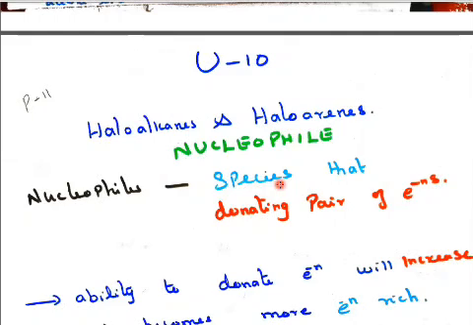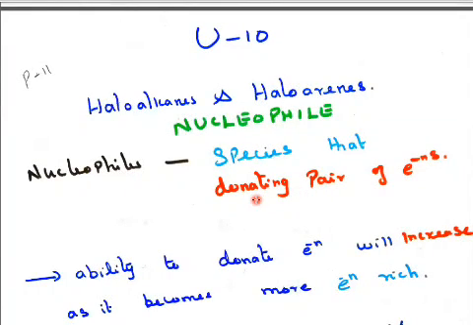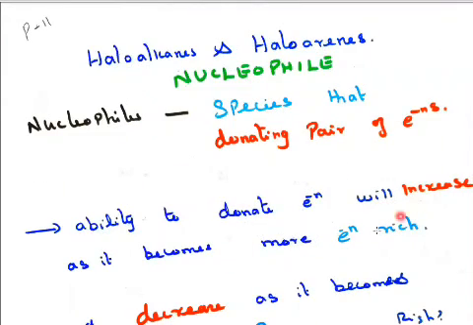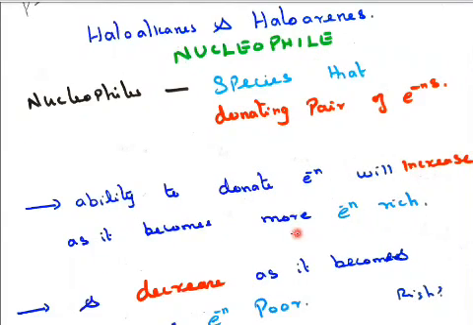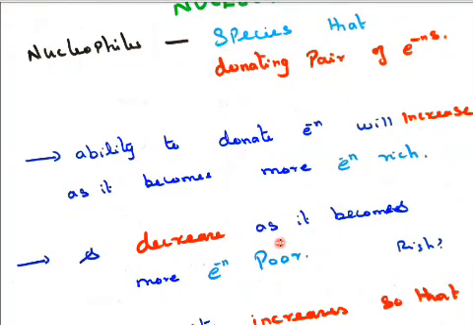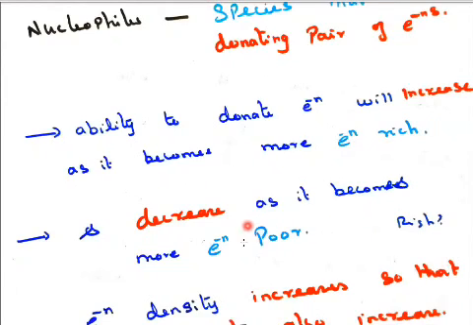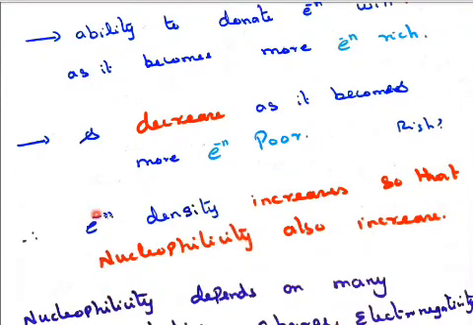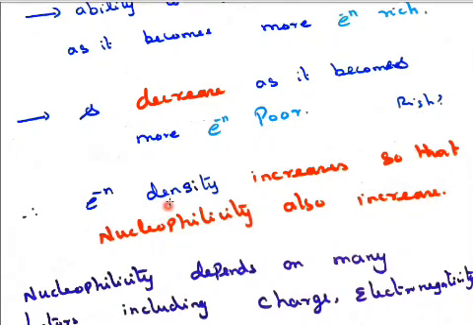Nucleophiles, just go through them once. Species donating a pair of electrons are called nucleophiles. They have the ability to donate electrons. The ability to donate electrons will increase as the center becomes more electron rich. Only when the electron rich center is attacked will it have the possibility to donate electrons. It decreases as it becomes more electron poor, so it should increase, not decrease, right? So as electron density increases, nucleophilicity also increases.